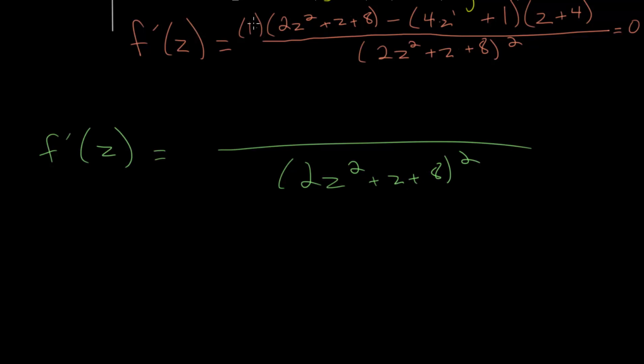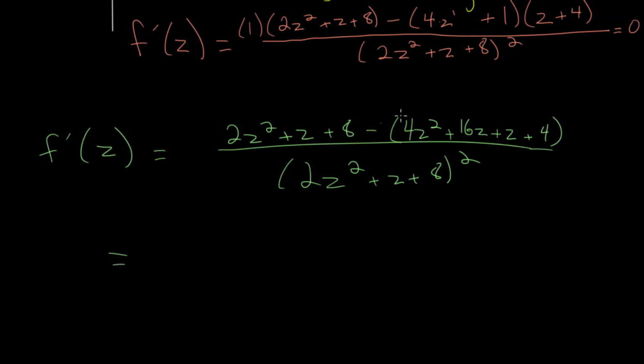And for our numerator, we're distributing the 1, so we get 2z squared plus z plus 8. Then we need to multiply these together and subtract them. So we distribute 4z times z, that is 4z squared. 4z times 4, that is 16z. Then we get plus 1z and plus 4.